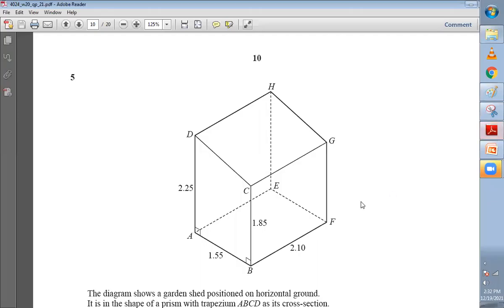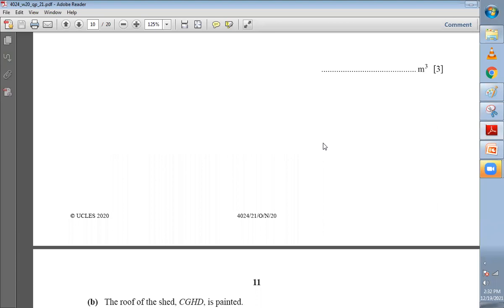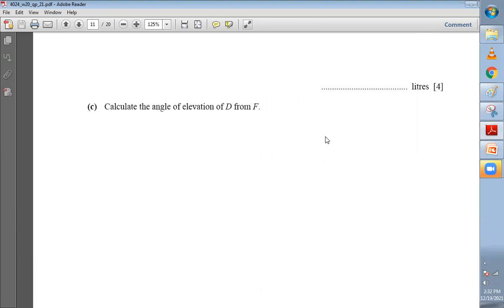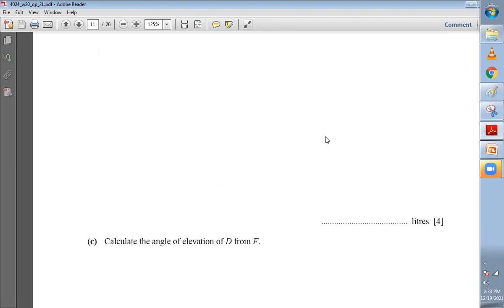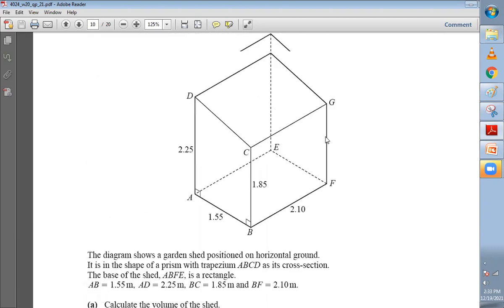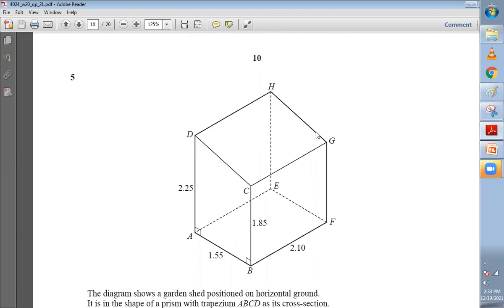Okay, so the next question coming up on your screen, we are done with this 4-mark question. The question is, calculate the angle of elevation of the D from F. Angle of elevation of the D from F. Okay, so let me explain it from here. So this is on the ground. The ABFE is the ground. That's the floor, and that's the roof. Okay, so D is here.